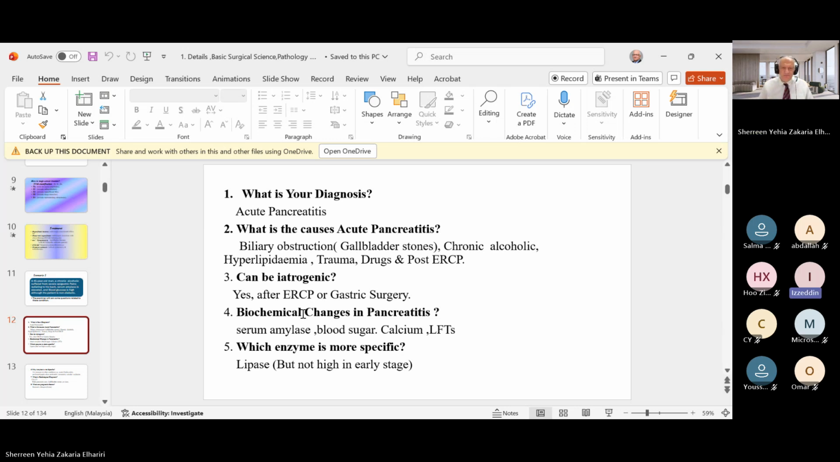Because it has a time window. It's from 6 hours until 48 hours, so after that and before that, it is not high. And it can be found in other parts of the body, like musculoskeletal. It is non-specific because it can occur in other acute abdominal conditions. So what other acute abdominal condition can you find a high amylase in?